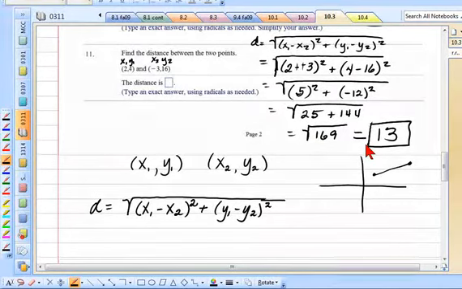So this formula, I will just tell you, it comes from the Pythagorean theorem, but like I said, I'm not going to derive it for you right now. I'm just going to ask you to be able to use it.